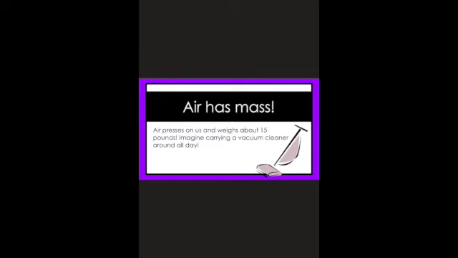Air has mass. Now, air is pressing on us, and it weighs about 15 pounds. So at every moment of every day, we have about 15 pounds of air pushing on us in all directions. Imagine carrying around your average size vacuum cleaner all day. That's how much air is pushing on you at all times. We just don't feel it because it's been pushing on us our entire lives. We've gotten used to it. We've adjusted.